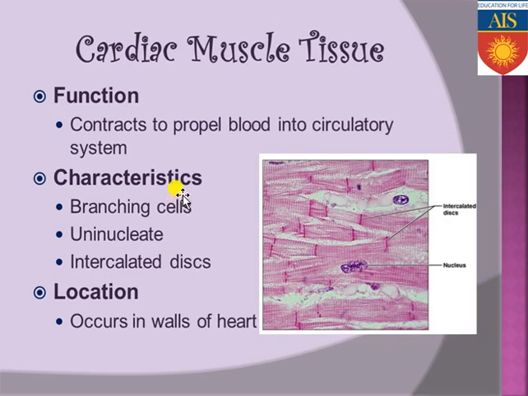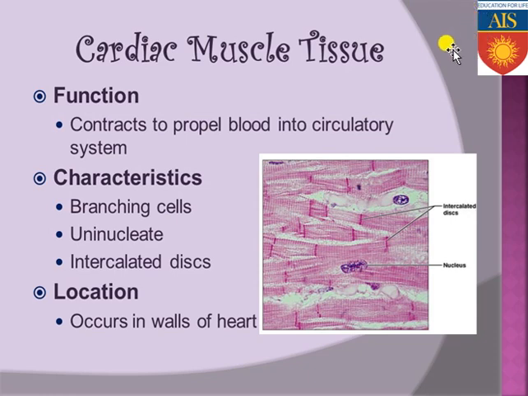If you come to the cardiac muscle tissue, you can understand this specific type of muscle tissue is exclusively supporting our heart. That's why it is commonly known as cardiac muscle tissue. Keep it in your mind, this cardiac muscle tissue will contract to propel blood into the circulatory system. This type of muscle tissue has striations, so they are called striated muscle fibers.